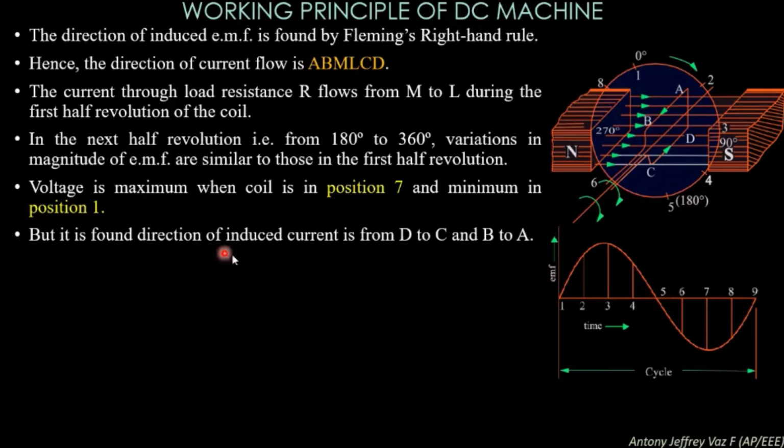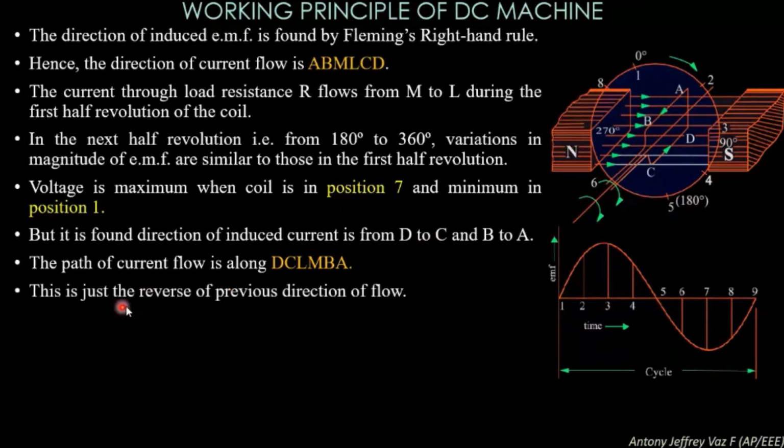But the direction of induced current is found to be from D to C and B to A. So now the current which is flowing through the external resistance gets reversed and starts flowing from D to C and B to A. The path of current flowing is along DC, LM, BA. Here the current will flow from DC to LM, which is the external resistance, and through B and A. This is just the reverse of the previous direction of flow.